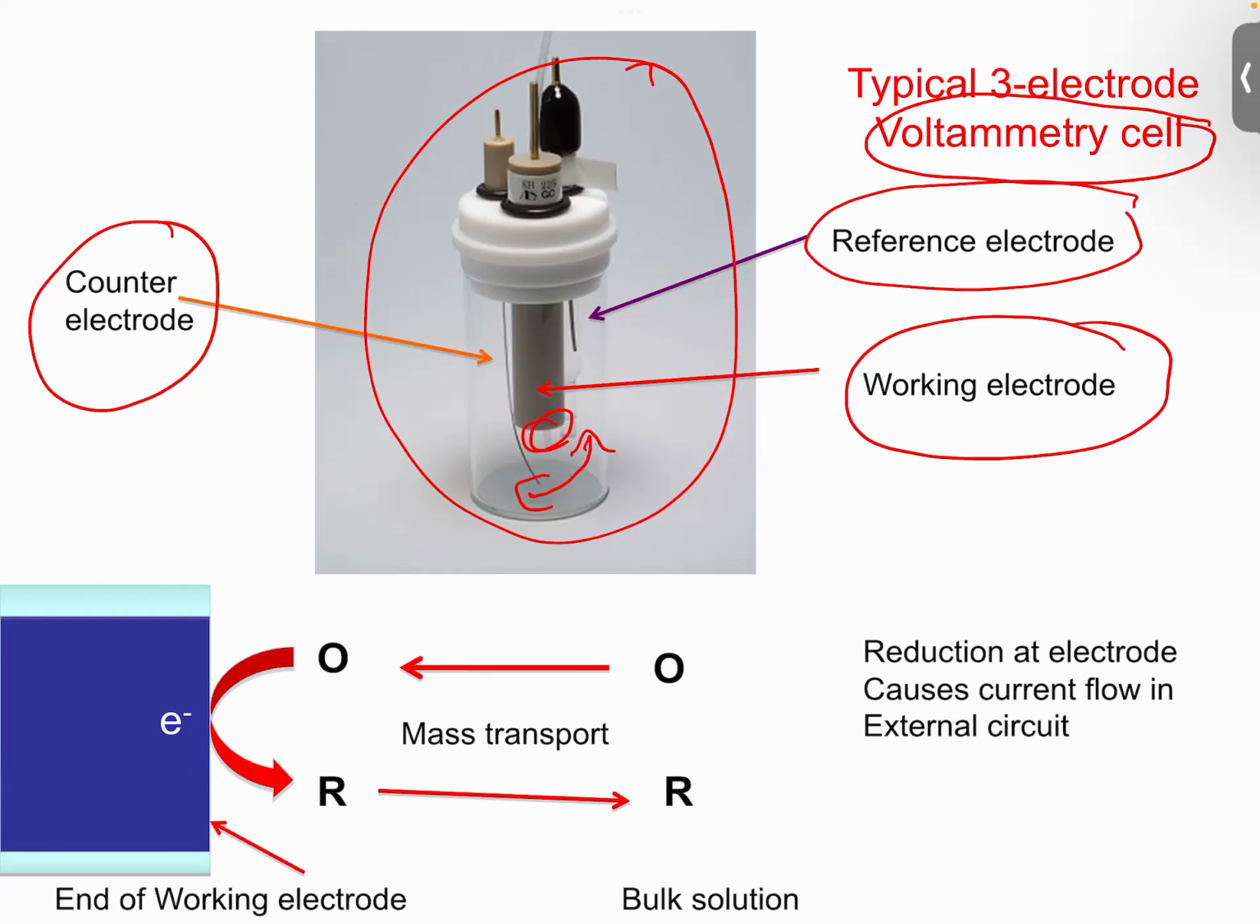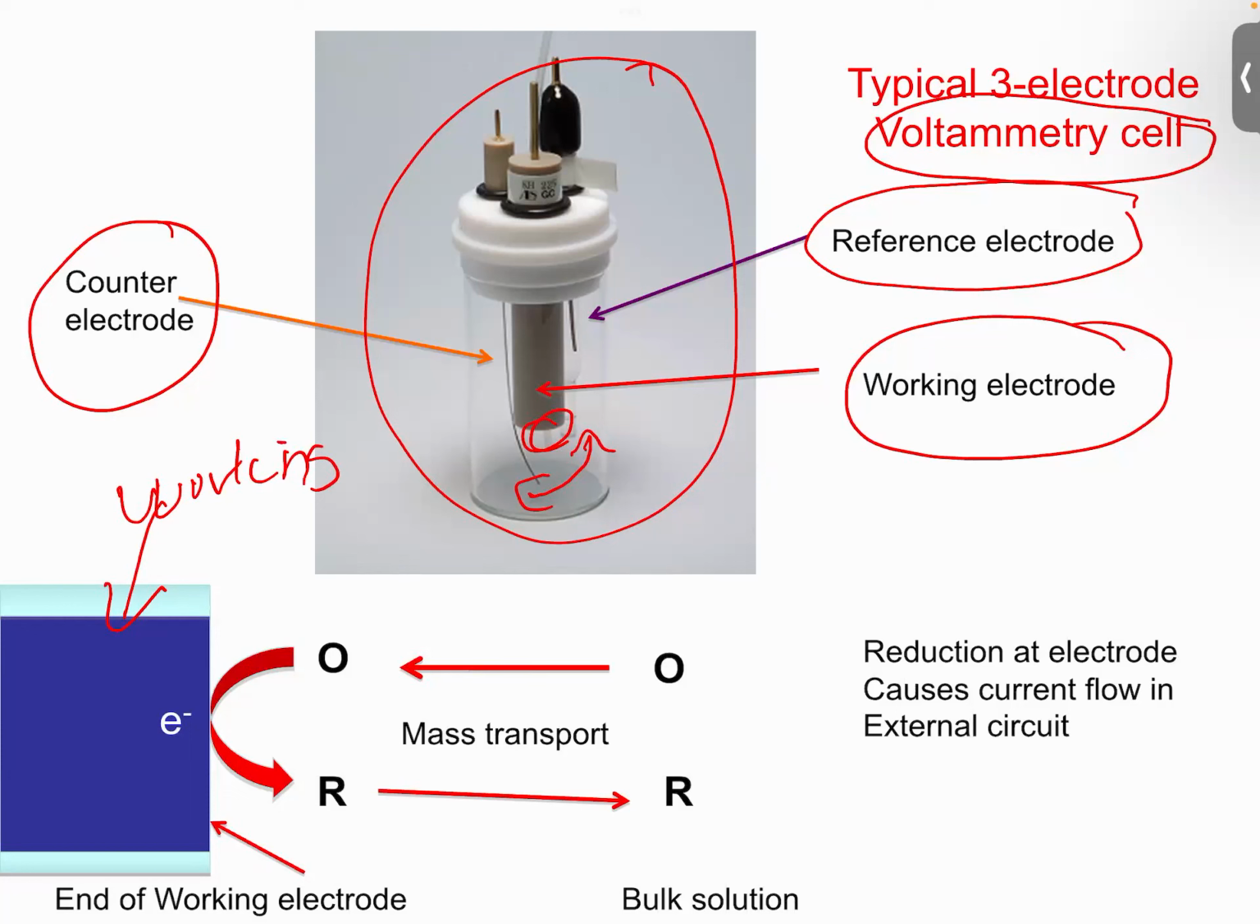This is to stabilize the potential. If we don't have a reference electrode, then the background reading will not be smooth. So that's why we need to have a reference electrode. And particularly, this is the working electrode enlarged.